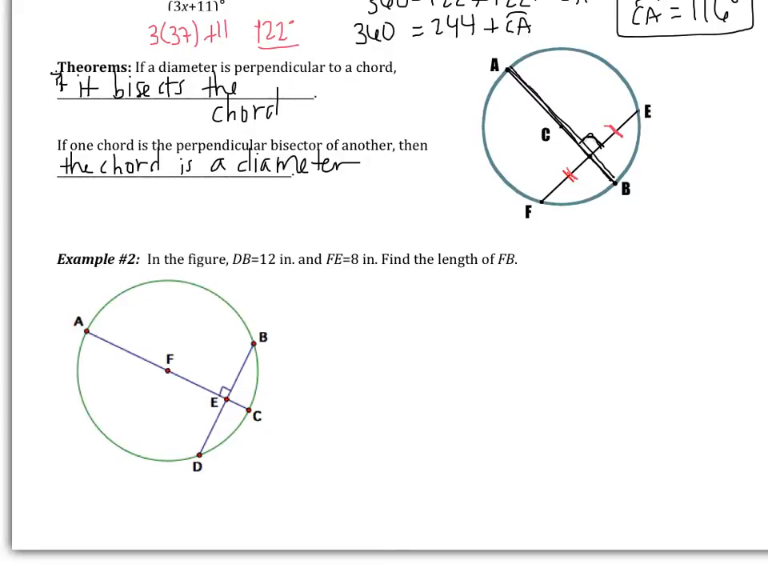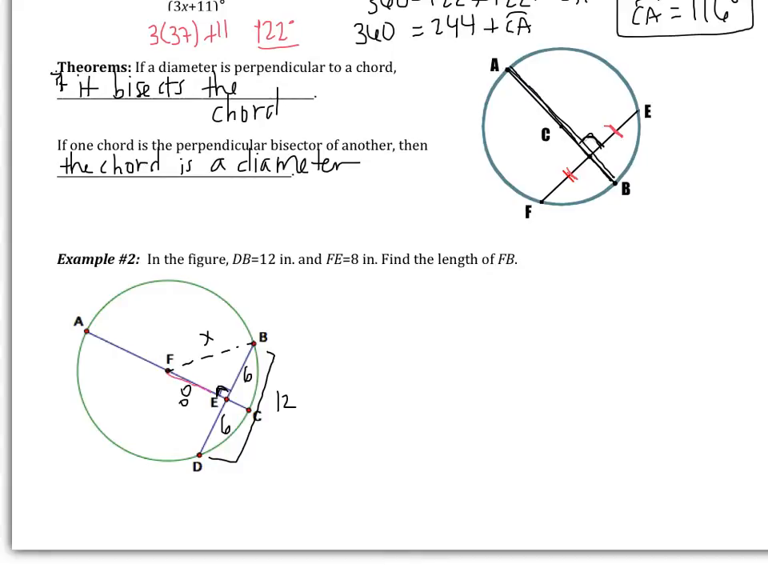Example 2 says, in the figure, DB is equal to 12 and FE is equal to 8. Find the length of FB. Okay, so we're asked to find FB. This arc right here, or this chord. This radius, really. We are told FE is 8, and then we are told that DB is 12. Okay, well, I obviously know that I'm supposed to use the previous theorem. So I have diameter AC. Diameter AC is perpendicular to this chord DB. By the second theorem, because it's perpendicular, it's going to bisect the chord. So instead of being 12, 12 is going to be split into 6 and 6.